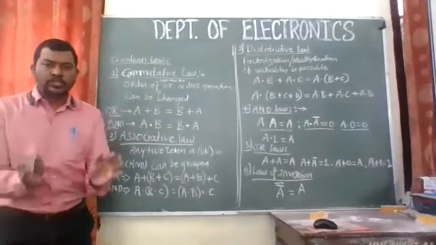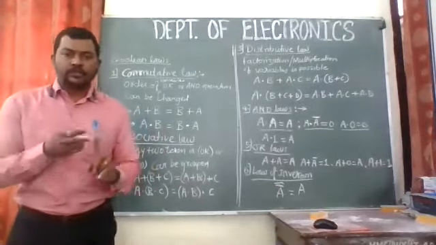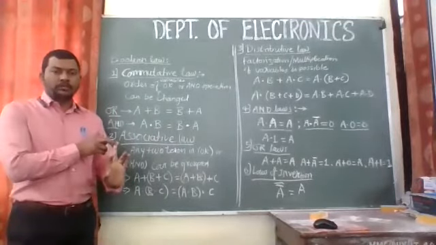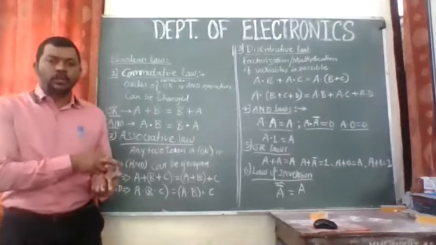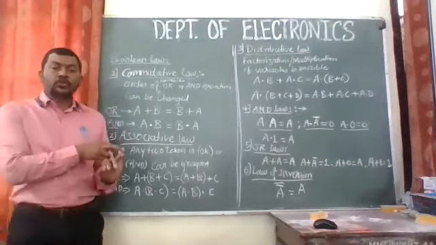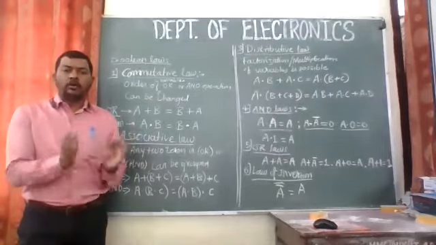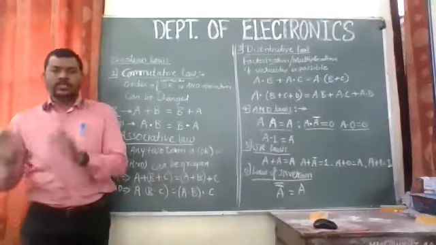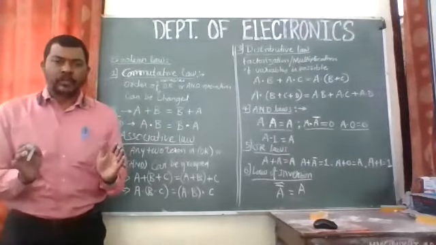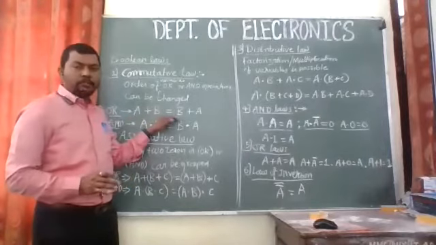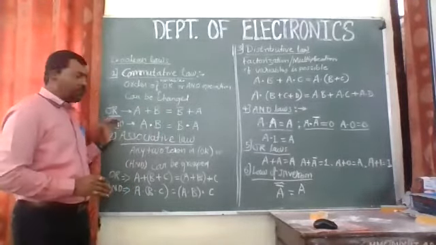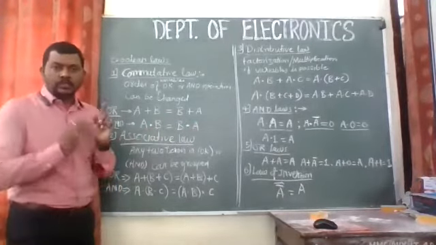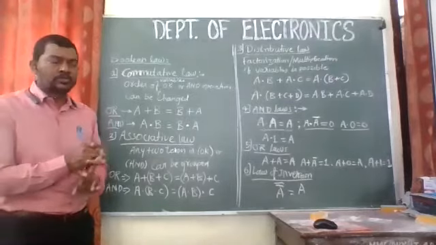The position of the variables can be interchanged. So the first law is the commutative law, where the order of variables can be interchanged. I guess I am repeating it for you again. The first law of Boolean algebra is the commutative law, in which the order of variables in OR and AND operations can be interchanged, right? So A plus B can be written as B plus A. Similarly, in the AND operation, A dot B can be written as B dot A, right? This is the first law, that is the commutative law. I guess you have understood this.